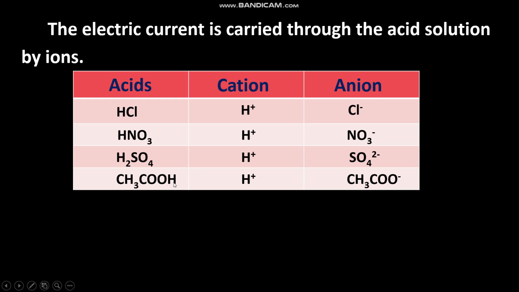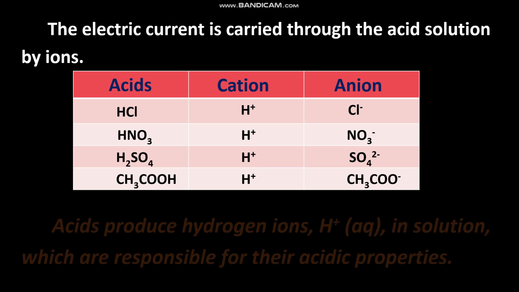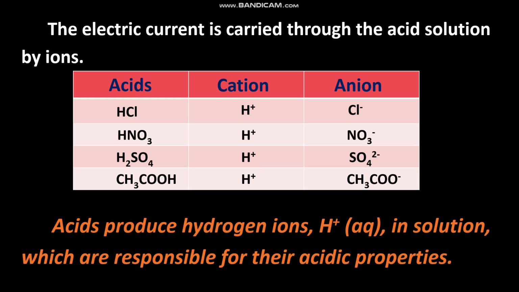This is ethanoic acid or acetic acid. How does it ionize? It ionizes as H plus and CH3COO minus ions. That means hydrogen ions and acetate ions. So, if you can see, in all these cases, which ion is produced in common? H plus ions. That's the reason these are acids. So, we can conclude that acids produce hydrogen ions or H plus ions.